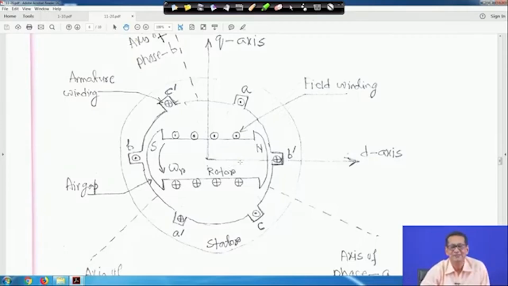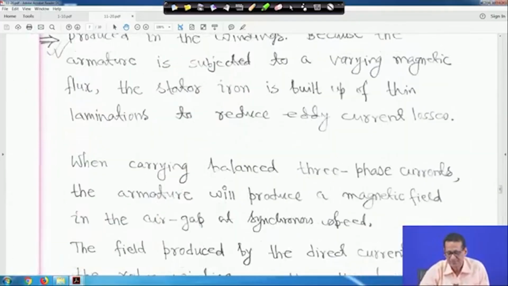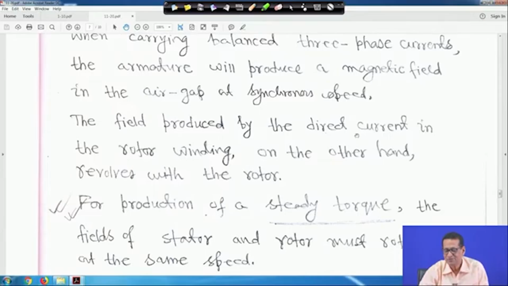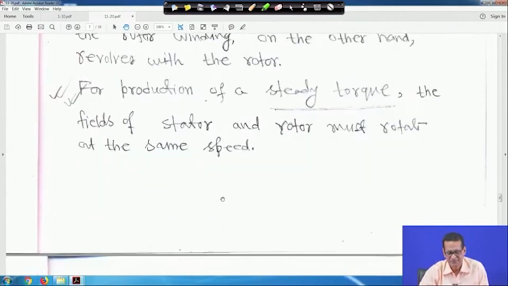Because DC is on the rotor and the rotor is rotating at a speed of 3000 RPM for a 50 Hz system, that means the whole mechanism is rotating at such a high speed. So, what is the mechanism then, from where does the DC supply come? This is a question to you, right. So, the field produced by the DC current in the rotor winding revolves with the rotor. For production of a steady torque, the fields of stator and rotor must rotate at the same speed, right.